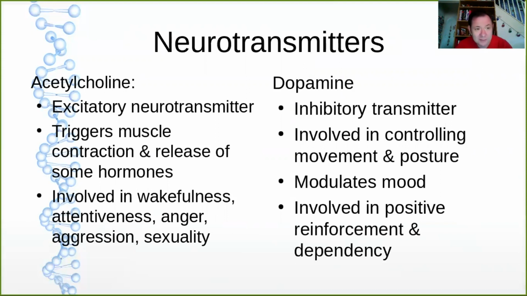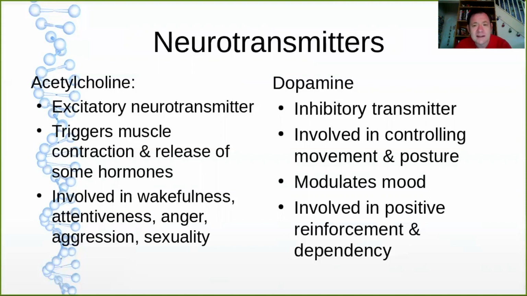So acetylcholine. Acetylcholine is an excitatory neurotransmitter. It stimulates. It triggers muscle contraction and release of some hormones. So if I send a signal down through a motor neuron from my brain to my arm, to my bicep, then that motor neuron will connect just above the muscle, release the neurotransmitter acetylcholine, which will bind to the muscle and cause it to contract. So it's a stimulatory neurotransmitter. It's involved in wakefulness, attentiveness, anger, aggression, and sexuality. Acetylcholine has many functions.